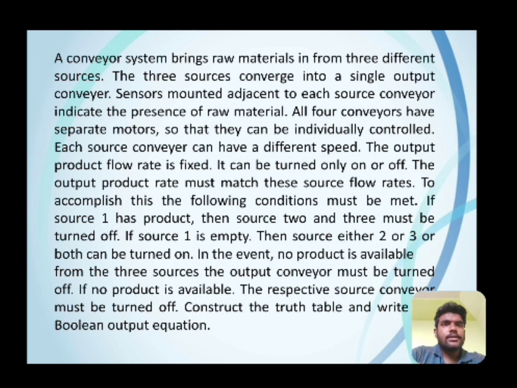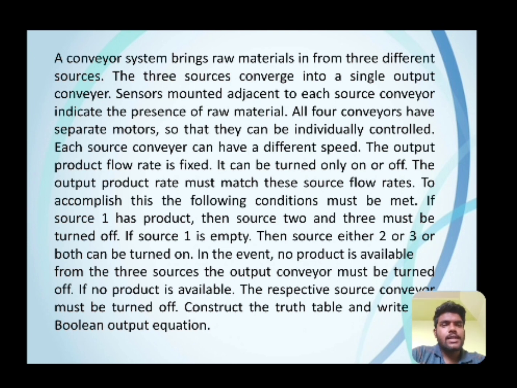Let us come to the next problem. The conveyor system brings raw materials in from three different sources. The three sources converge into a single output conveyor. Sensors mounted adjacent to each source conveyor indicate the presence of raw material. All four conveyors have separate motors so that they can be individually controlled. Each source conveyor can have a different speed. The output product flow rate is fixed; it can be turned only on or off. The output product rate must match these source flow rates. To accomplish this, the following conditions must be met.